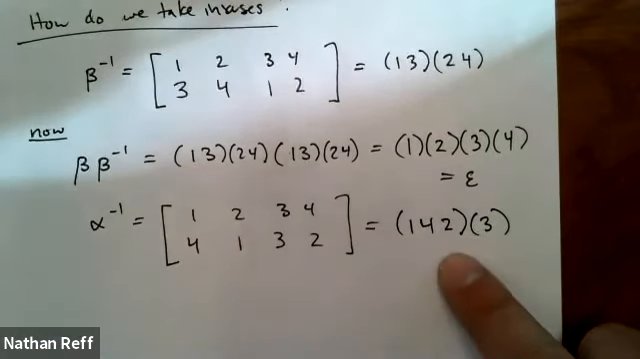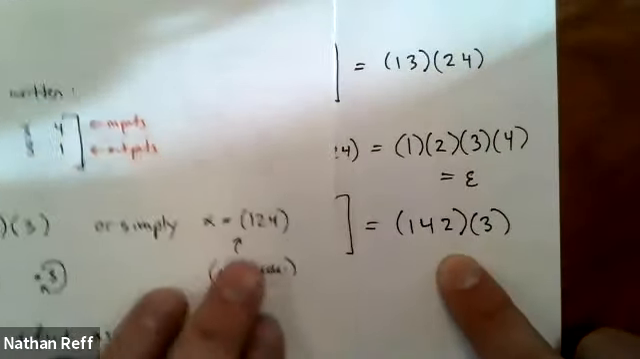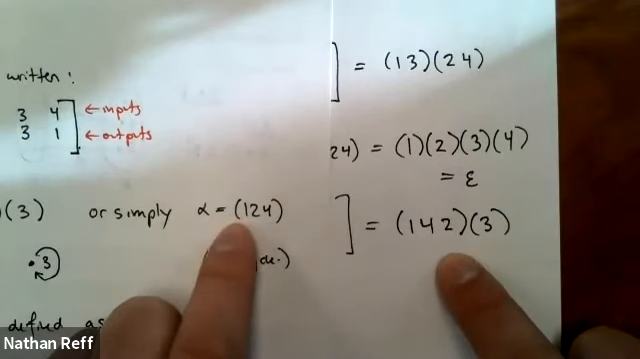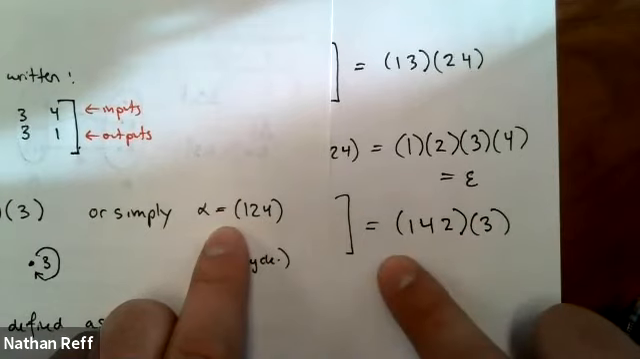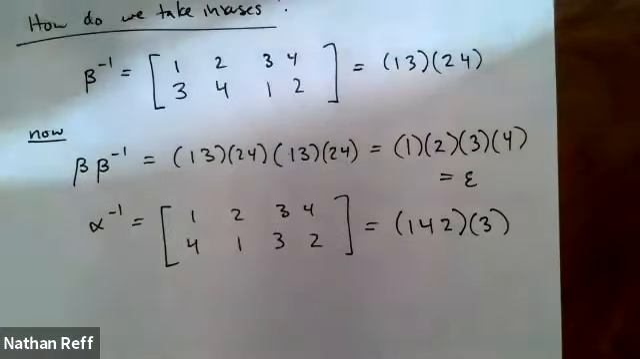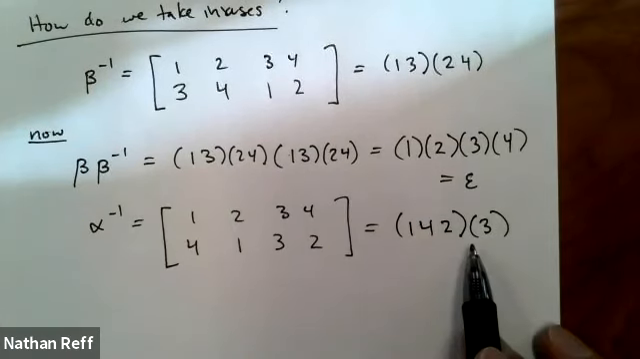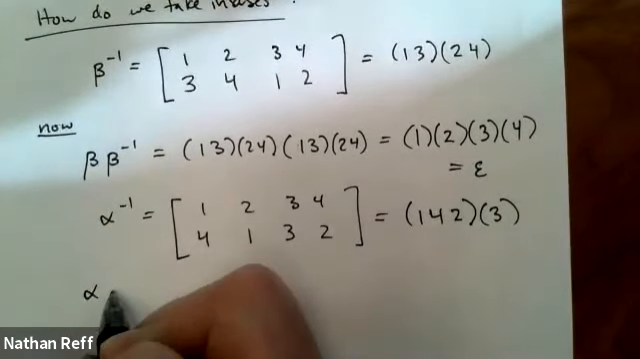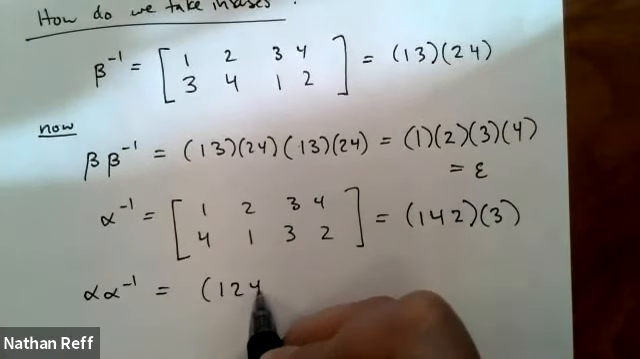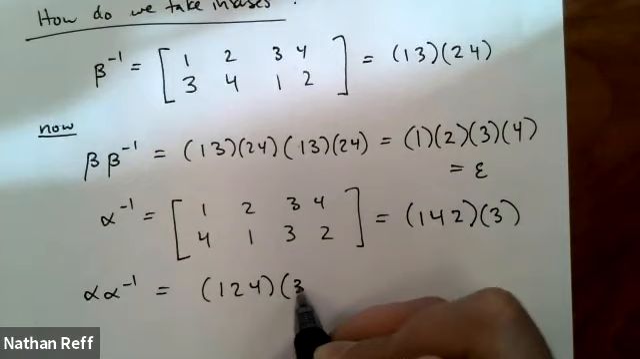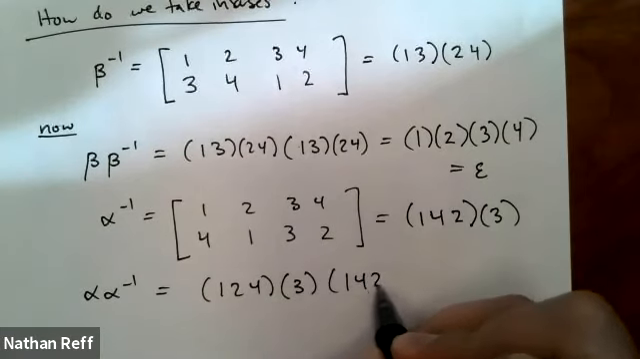Now this is not actually the same as alpha, right? Alpha was (1 2 4), right? So 1 goes to 2, goes to 4, goes to 1. This is 1 goes to 4, goes to 2, goes to 1. All right. So we could check it if you want. So (1 2 4) and (1 4 2).